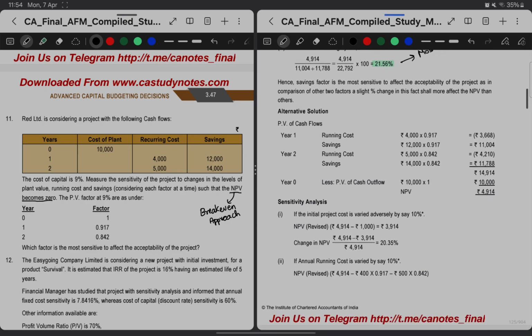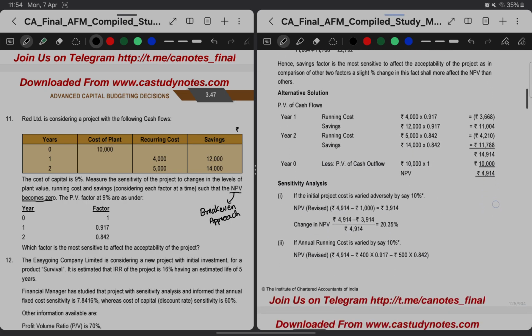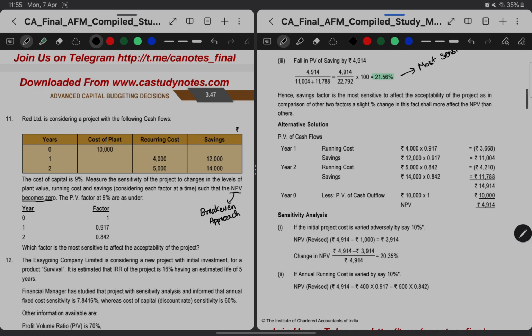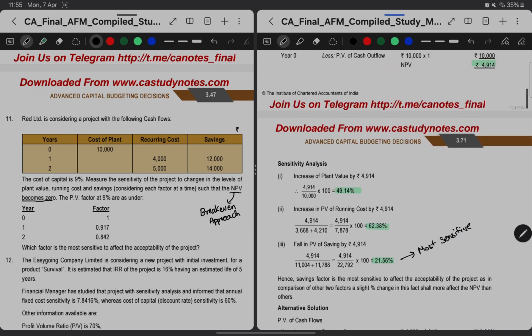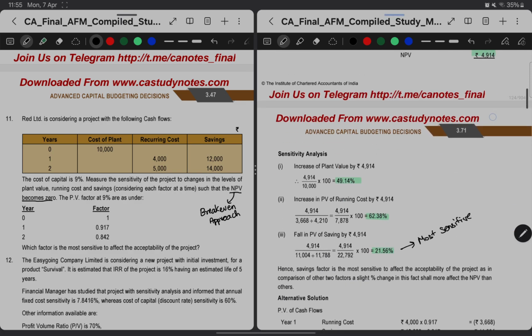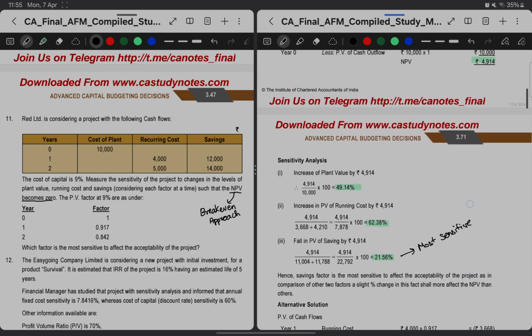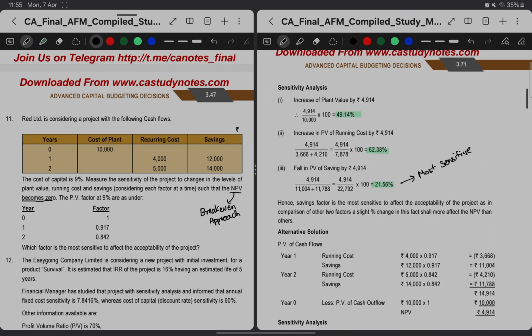ICAI has given an alternate solution also, wherein they followed the percentage change method, where we keep 10% as the base and then check how sensitive it is. But I would suggest not following this, as in the problem they've clearly stated that the sensitivity is such that NPV becomes 0. So we should follow the first solution and not this one. Thank you.